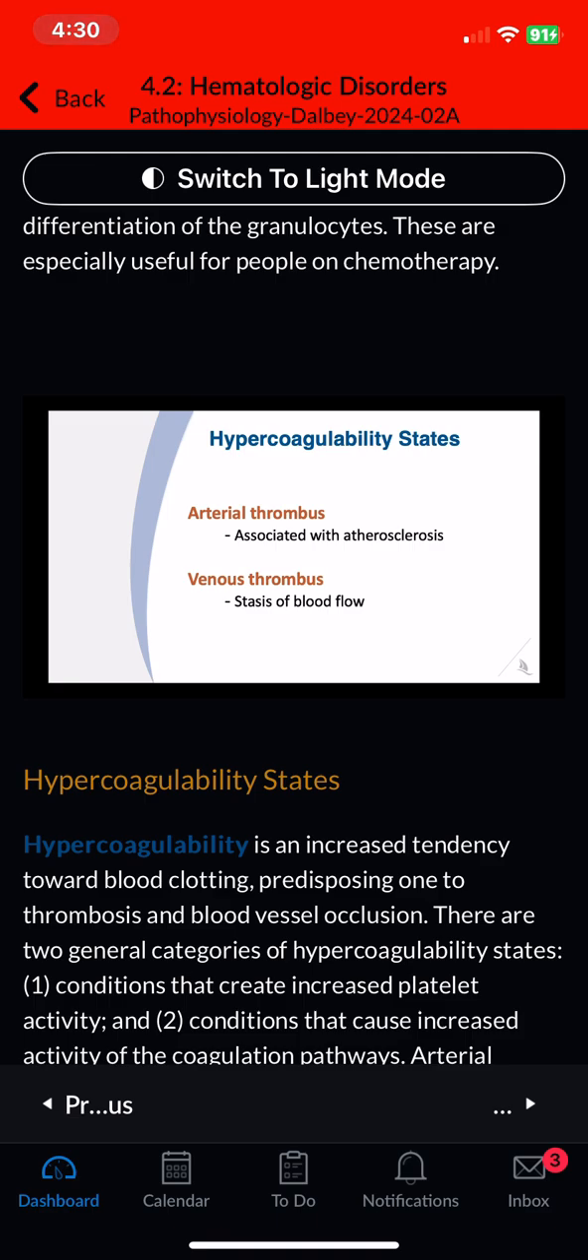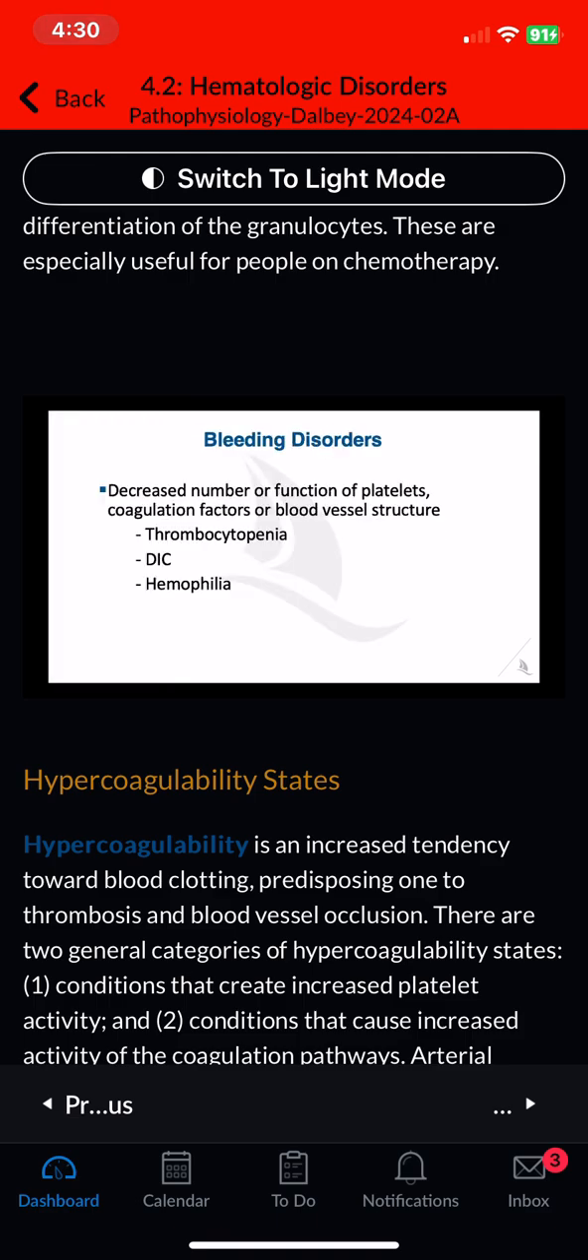And so that stasis of blood, where it's just sort of pooling together in an area, that's what leads to the clot. The opposite of hypercoagulability then is bleeding, and we do have different types of bleeding disorders. A bleeding disorder is caused by a decrease in the number or the function of any of the factors involved in hemostasis. So that includes the platelets, our coagulation factors, or even the blood vessel structure. So we're going to briefly cover 3 bleeding conditions: thrombocytopenia, DIC, and hemophilia.